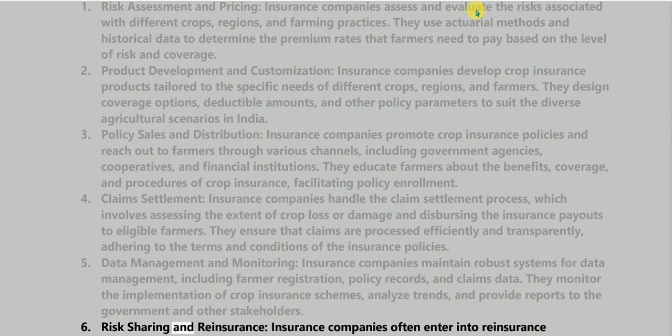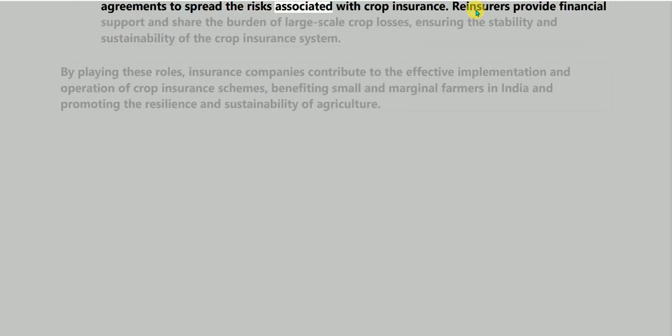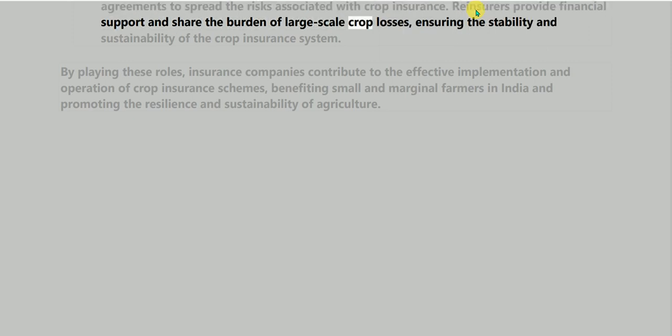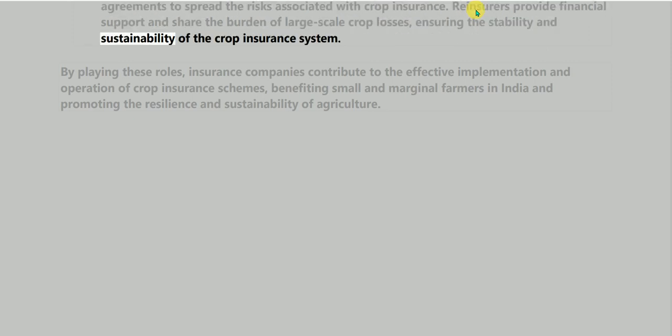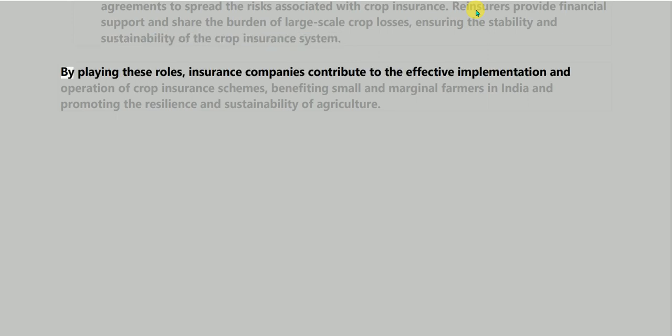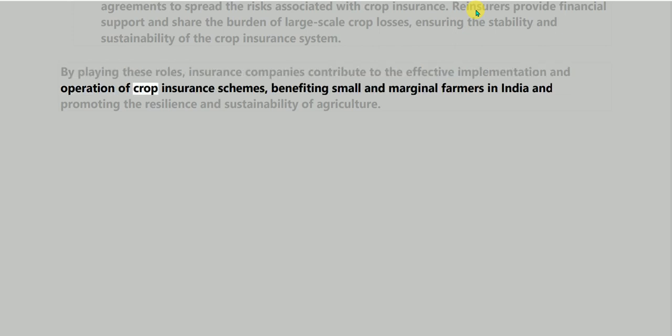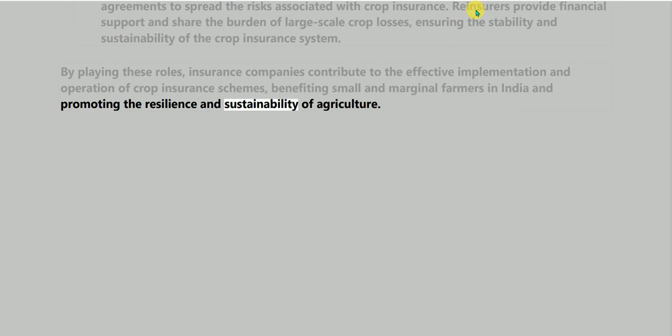6. Risk sharing and reinsurance. Insurance companies often enter into reinsurance agreements to spread the risks associated with crop insurance. Reinsurers provide financial support and share the burden of large-scale crop losses, ensuring the stability and sustainability of the crop insurance system. By playing these roles, insurance companies contribute to the effective implementation and operation of crop insurance schemes, benefiting small and marginal farmers in India and promoting the resilience and sustainability of agriculture.